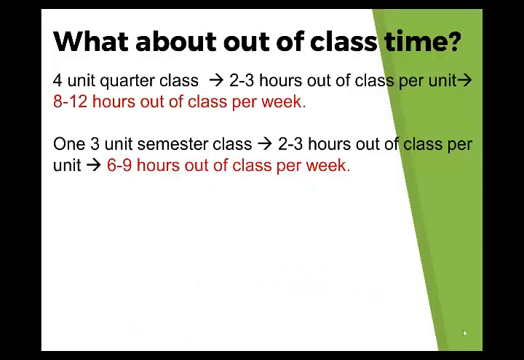What about out-of-class time? Remember that if a student is taking a 4-unit quarter course, they're expected to spend, say, 2 to 3 hours out-of-class time per unit, which is 8 to 12 hours out-of-class time per week, versus a 3-unit semester course at 2 to 3 hours, which is 6 to 9 hours per week. So your students have fewer hours out of class per week to dedicate to your particular course.